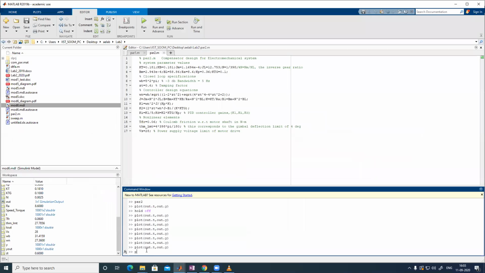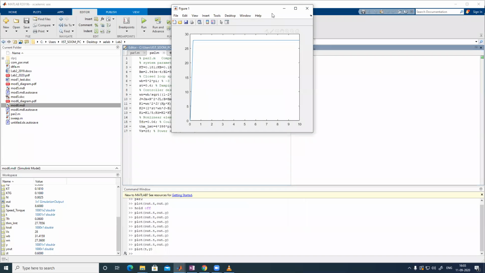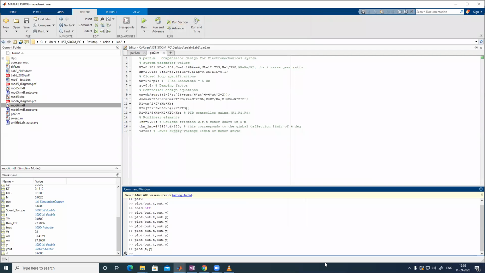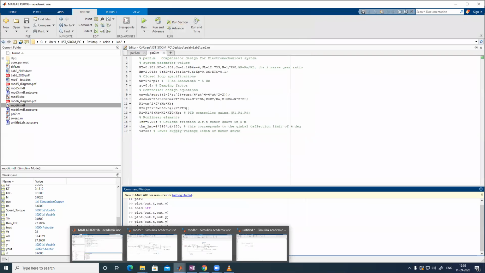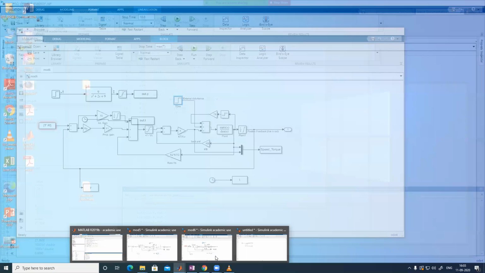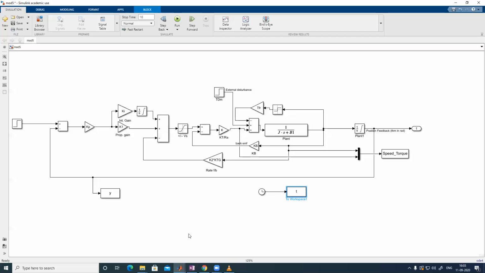Plot E, I. So you will get something. And from that, you note down the 10% and 90% values. The time at 10% of that value and 90% of that value, you have to note.